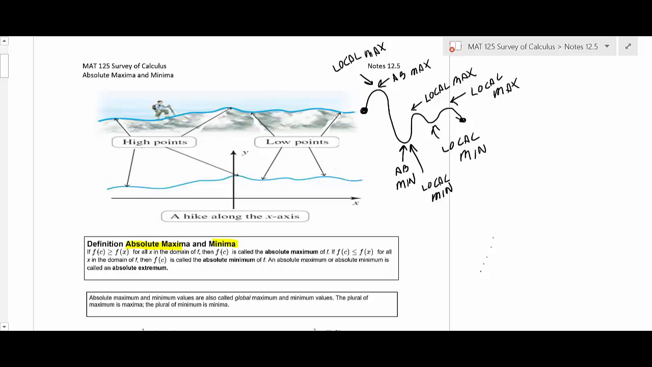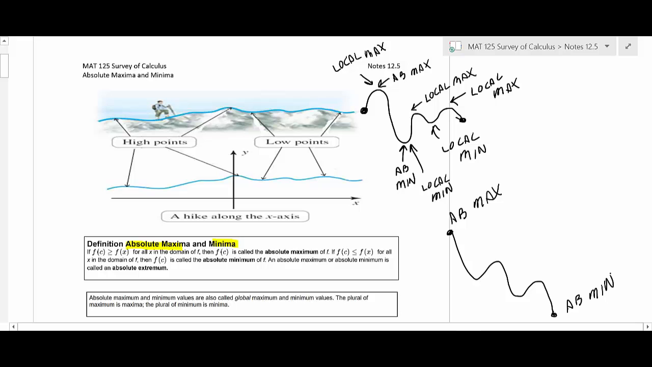Now you can also have something kind of like this. You could have a graph that might do something kind of like this. Well, that would be an absolute max on an endpoint. You can have an absolute max on an endpoint, and then this would be an absolute min. Okay? These things right here would be local. This would be a local min. That's a local min. That's a local max. That is. But this right here is not a local max.